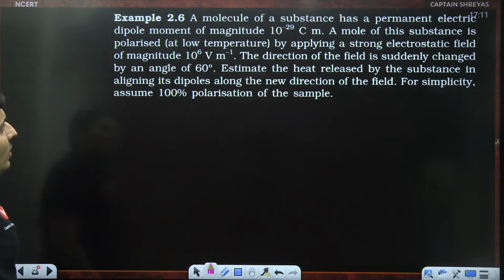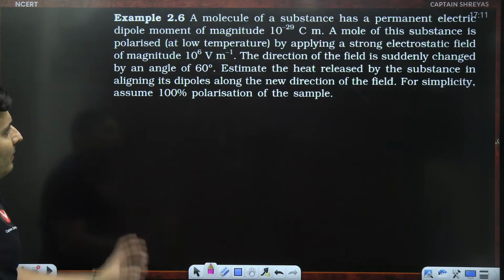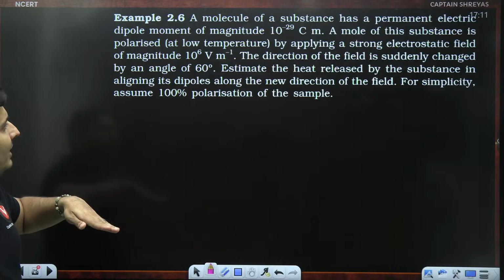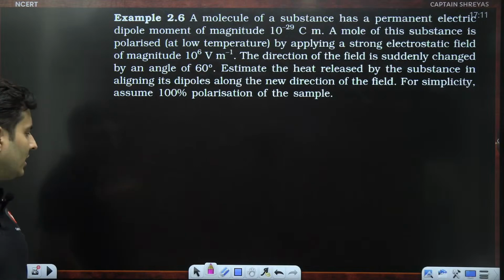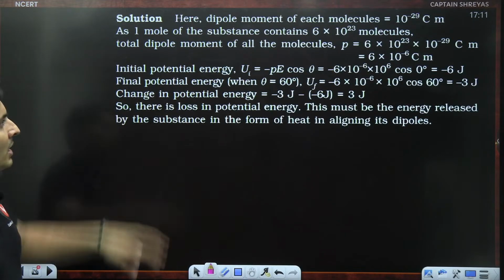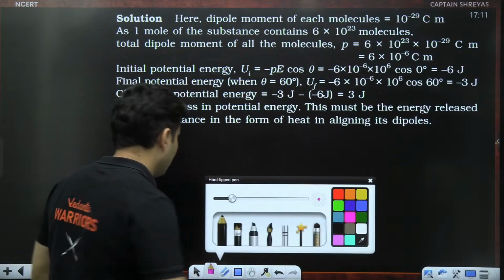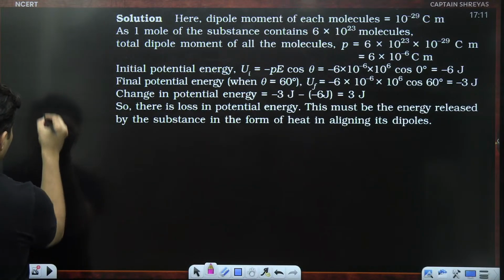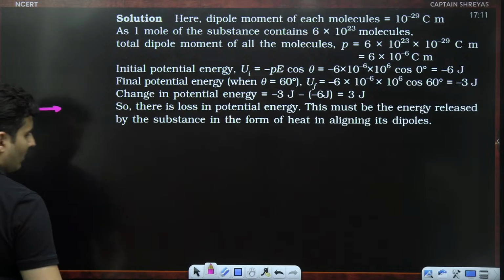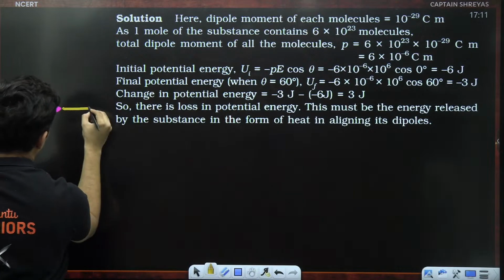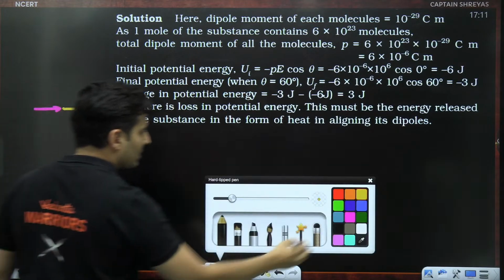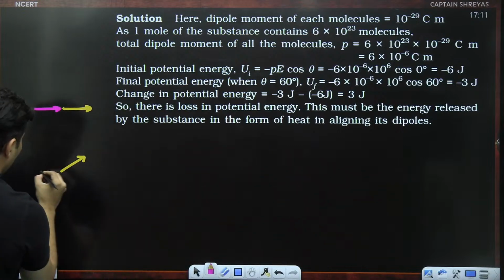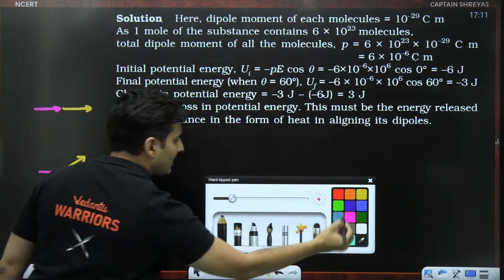So a molecule has this much dipole moment and it is getting polarized at some temperature by applying some field. The direction of the field is suddenly changed by an angle of 60 degrees. So the question is how much heat energy is involved over here. What you should understand is that imagine the dipoles were like this. Originally the electric field was also like this. Suddenly the electric field changes direction by 60 degrees. The dipole still being there now experiences a torque.